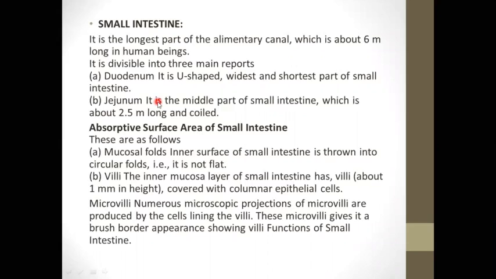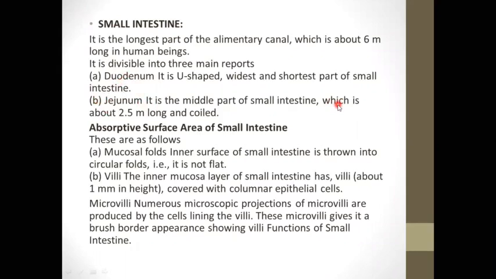So we saw these are the different parts of the alimentary canal, starting off with the mouth, then coming to the pharynx, then the stomach. The stomach opens into the small intestine, and the small intestine is again divided into duodenum, jejunum, and the ileum. And we also saw that we are going to deal with absorption.